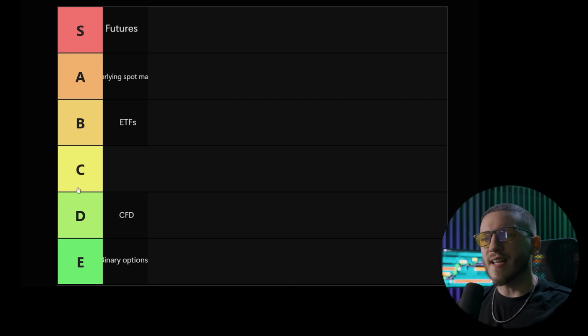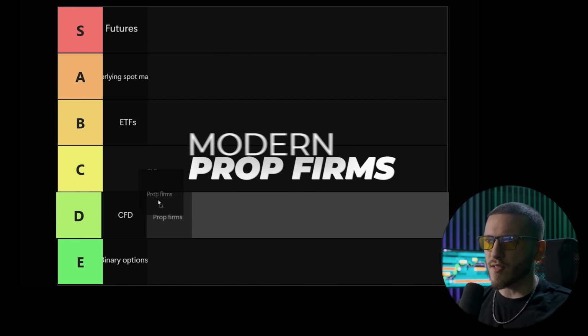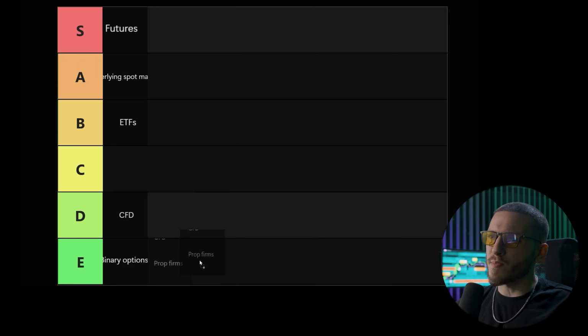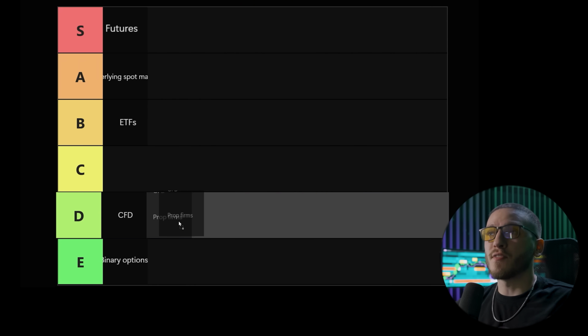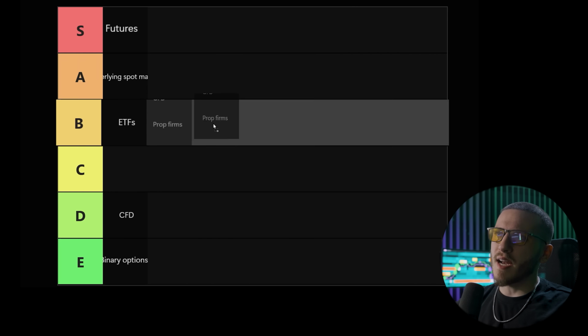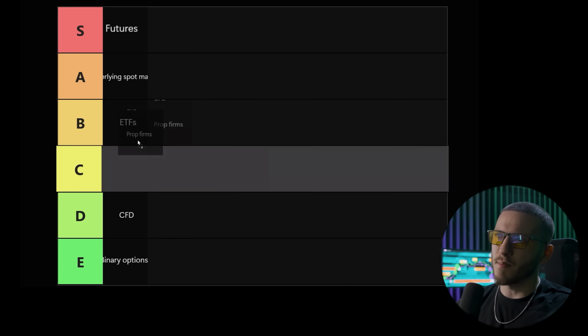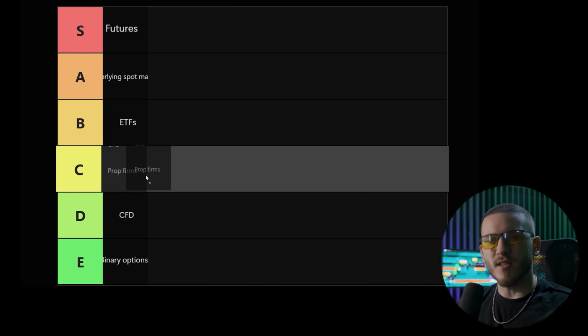Then you could avoid trading any of these and just trade prop firms. And I use it as a different tool because yes, they can be through CFDs or futures, but they are just a different thing. They're a different trading medium. And prop firms can be awesome or can be super bad. So they're just in the middle, but slightly below the middle, because most of them are scammy, C tier.